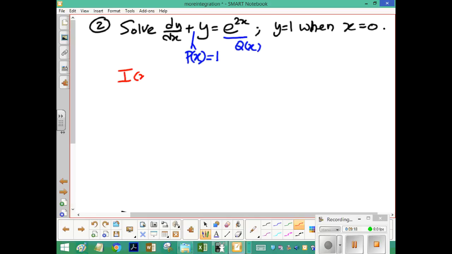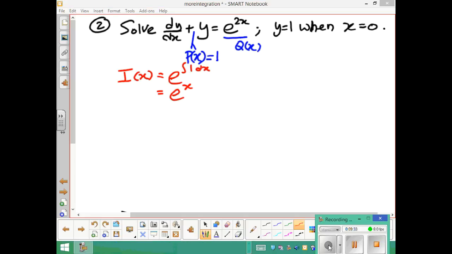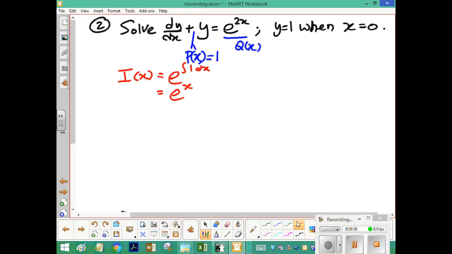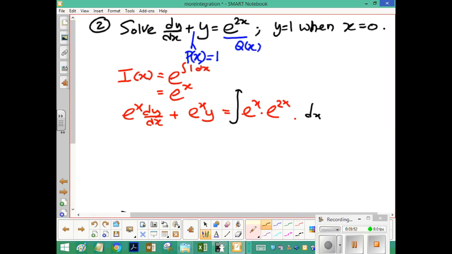The integrating factor here will be I of x equals e to the integral of 1 dx. So that would be e to the power of x. That's the integrating factor. And we're going to multiply this integrating factor to both sides of the equation: e^x dy/dx plus e to the power of x times y is equal to e to the power of x times e to the power of 2x. And integrate both sides with respect to x.